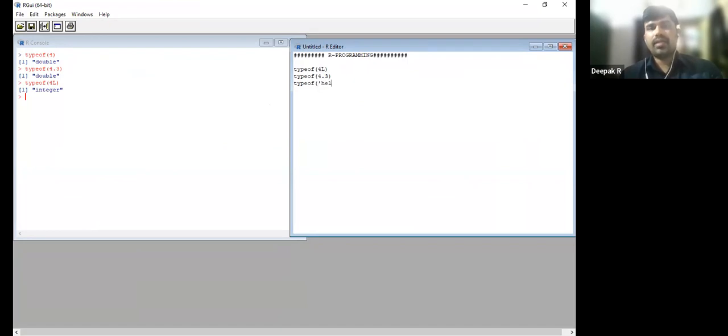R is also able to understand various text values or character values. If I have text within quotes, you will be able to understand that this is nothing but a character. The other type of data it can understand is logical values or Boolean values, and then we do have complex values, like 3 plus. So we have complex numbers also which can be analyzed.